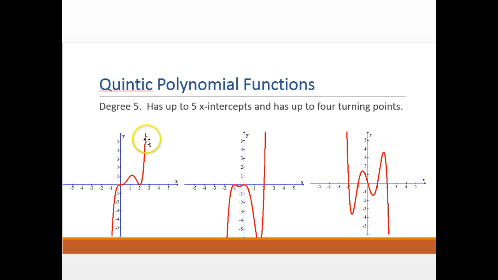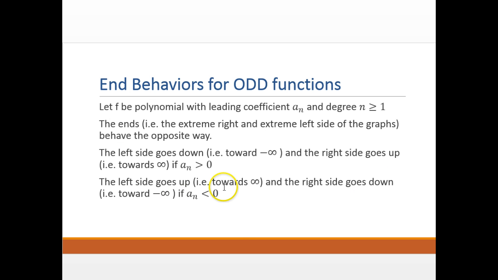One side down, one side up. One side down, one side up. One side up, one side down. They behave oppositely. So how do we know? For odd functions, if a sub n is positive, the left side goes down to negative infinity, and the right side goes up.